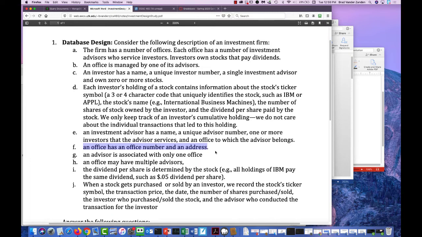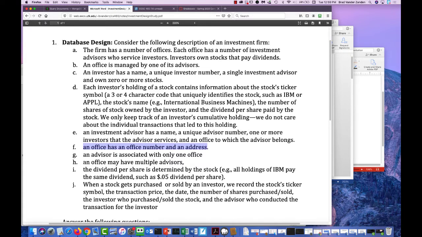Now I know you might think, oh, an office where a staff member is, but that's not it. Here, offices actually means more like a branch. It might have been better if the description had said the firm has a number of branches, because with offices you might think, oh, that's someone's actual office number, but it's not. Okay, it's their branch. So really, it's an office has a branch number and an address. Address is descriptive. It will be an attribute.